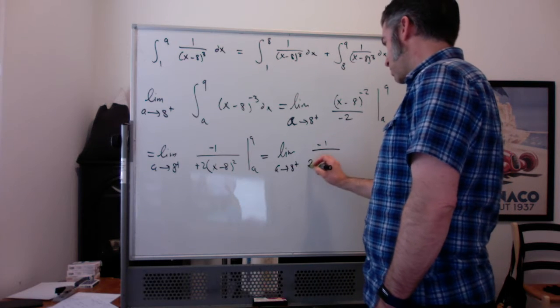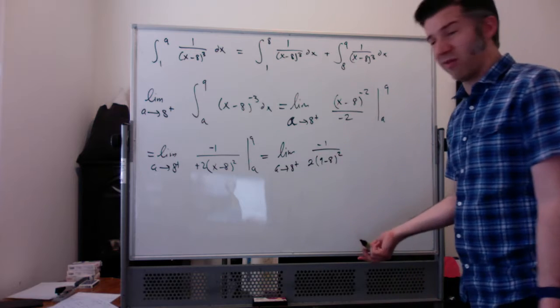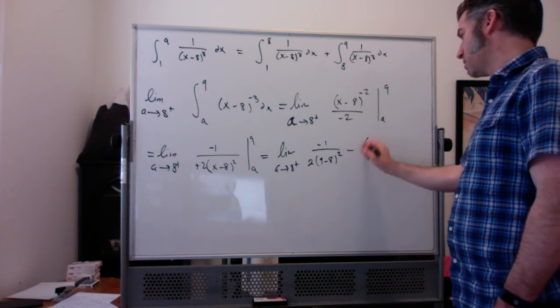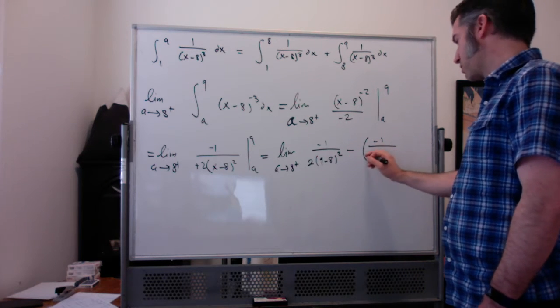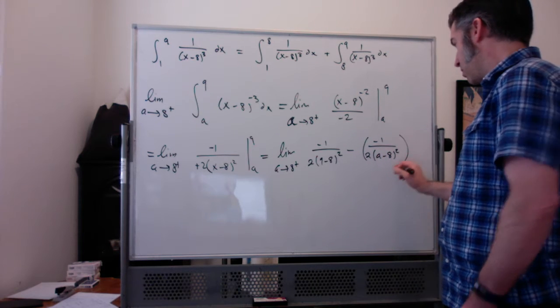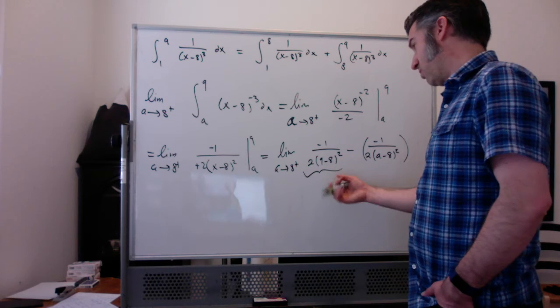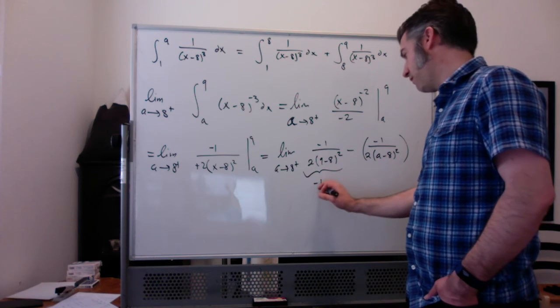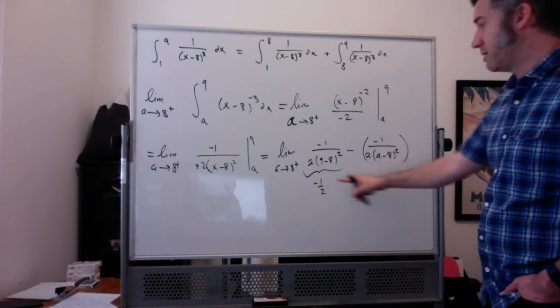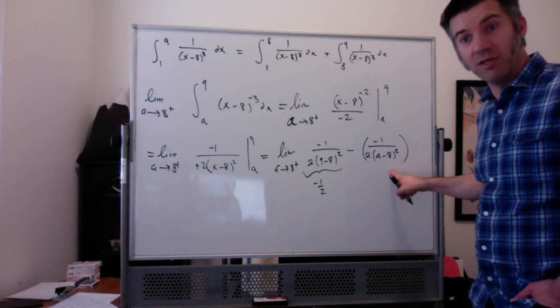negative 1 over 2 times (9 minus 8) squared. That's just going to be negative 1/2 minus negative 1 over 2 times (a minus 8) squared. Okay, now here's what happens. This part's negative 1/2. I don't really care. But this part here is a goes to 8. 8 minus 8 is 0. And division by 0 blows up to infinity.